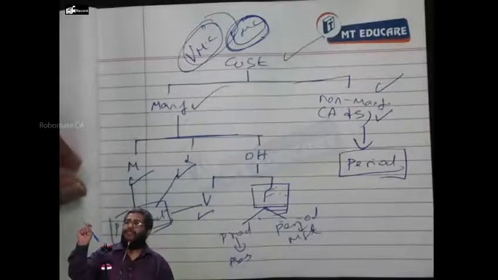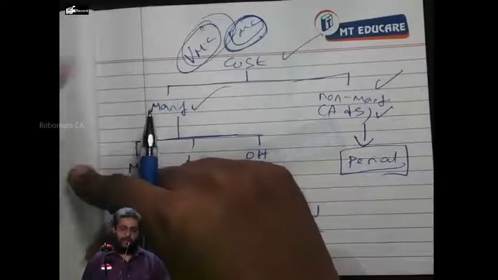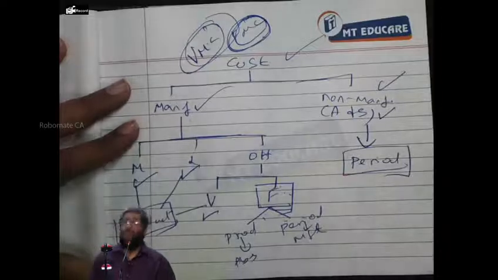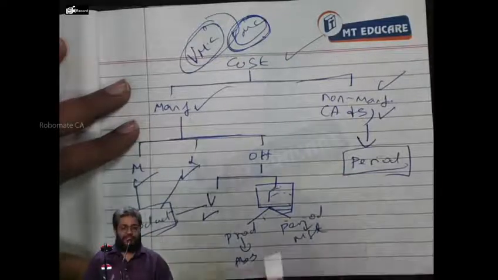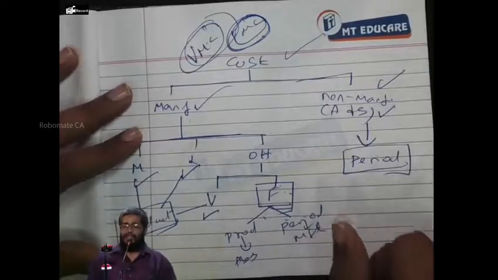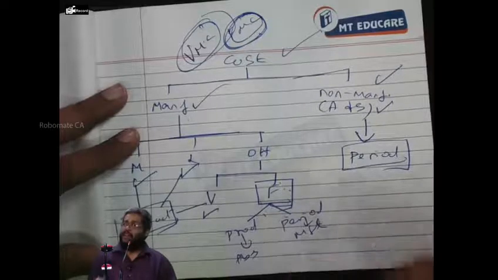The word unitize is a verb. Unitize means calculating per unit. Hence, in absorption costing, we should unitize fixed manufacturing overheads.